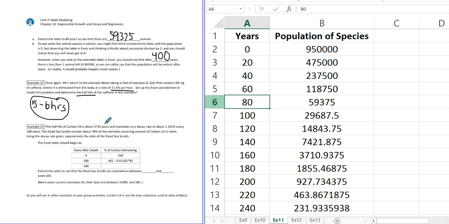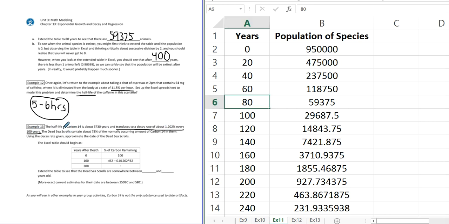So instead of working with that, here's the key. It translates to a decay rate of 1.202% every 100 years. So rather than cutting something in half for 5,730 year increments, we can decrease it by this percent, but we can count up by 100-year increments, and then we'll have more precision in our answer.